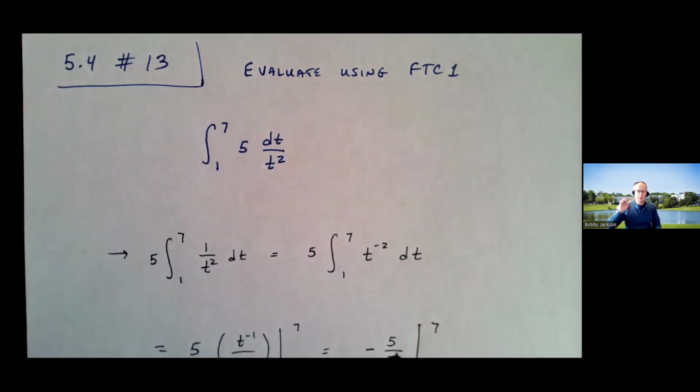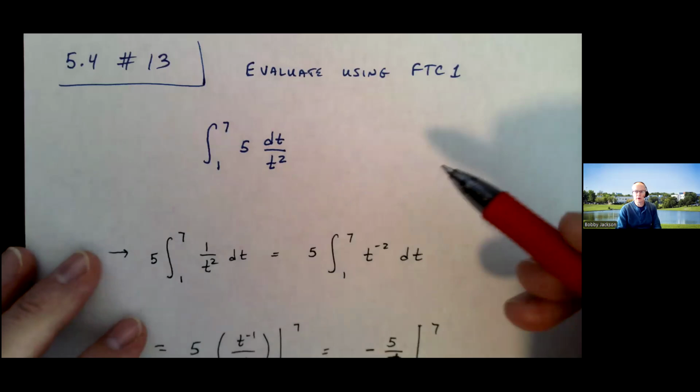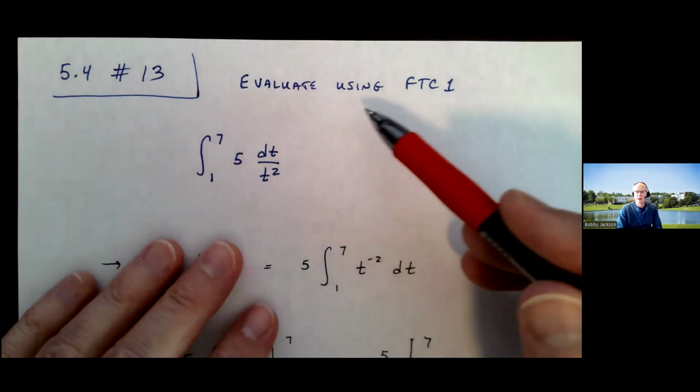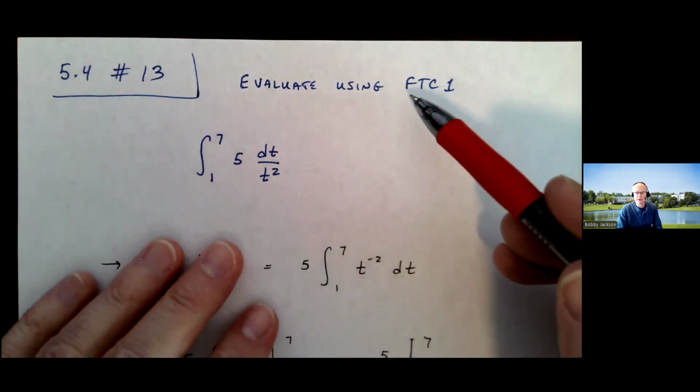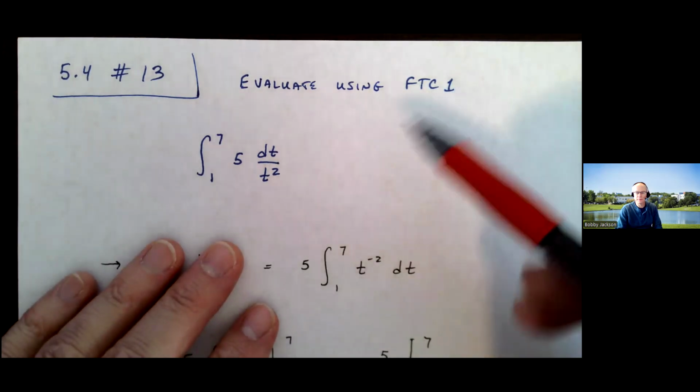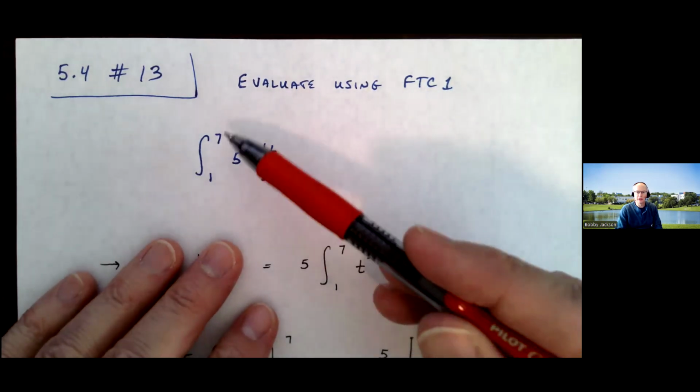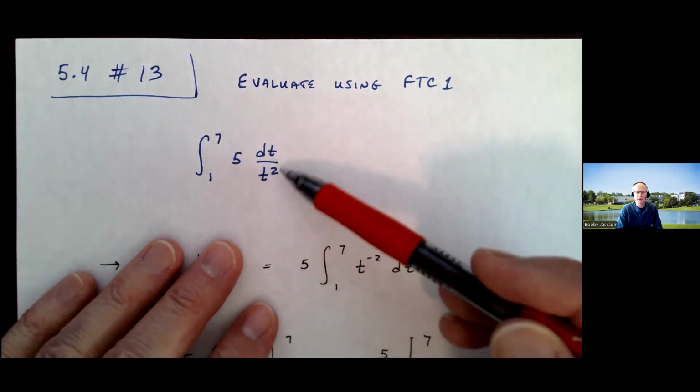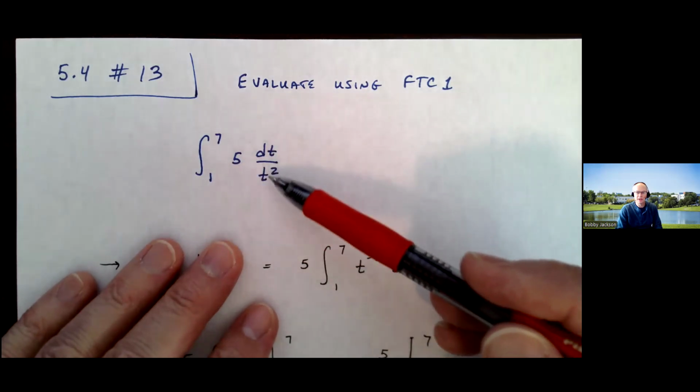Okay, let's take a look at number 13 in section 5.4. Pretty quick one. We're going to evaluate using FTC1. Remember that stands for the Fundamental Theorem of Calculus Part 1. So we're looking at this definite integral from 1 to 7, and this is the way they wrote it, 5 times dt over t squared.